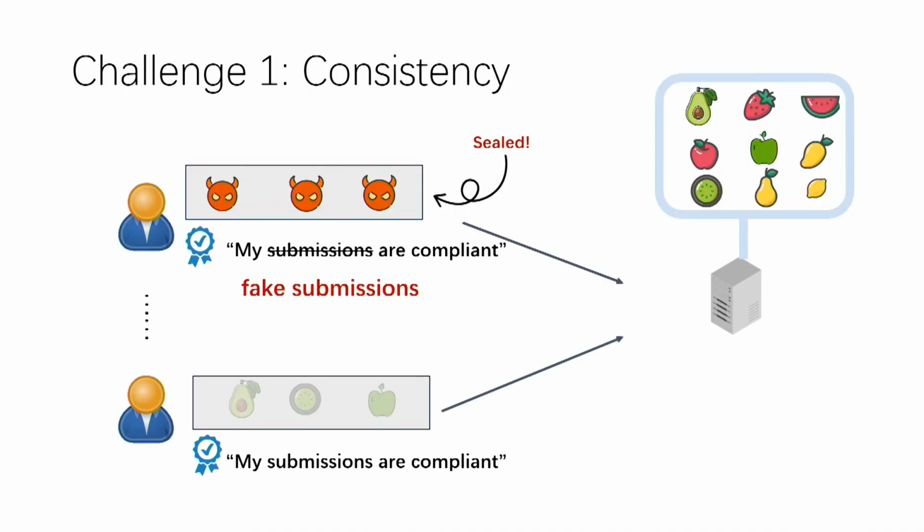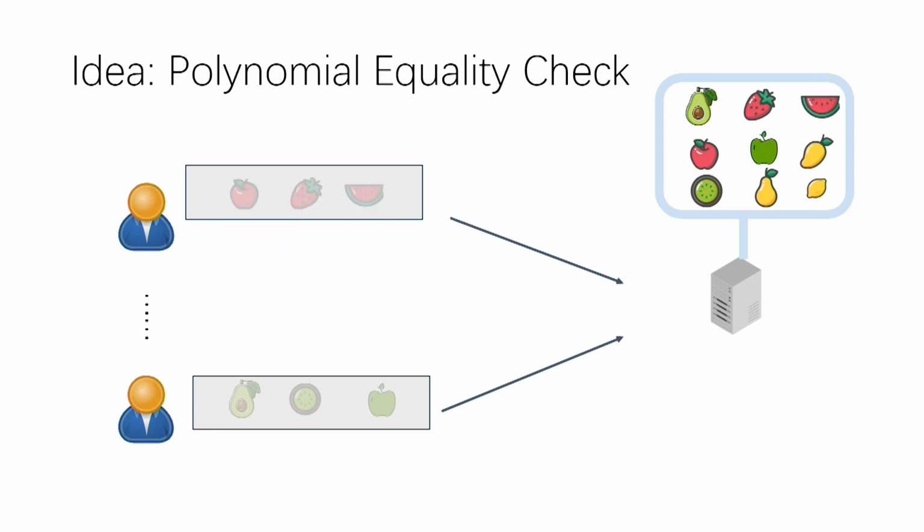But we found that that protocol has a consistency issue: a malicious client doesn't have to send the original messages. It doesn't need to use the same messages in the message collection phase and the detection phase. So basically, a malicious client can simply generate some fake messages during the detection phase and generate a fake proof saying that, well, my submissions are compliant. But those messages are actually just fake. So how do we solve this consistency issue?